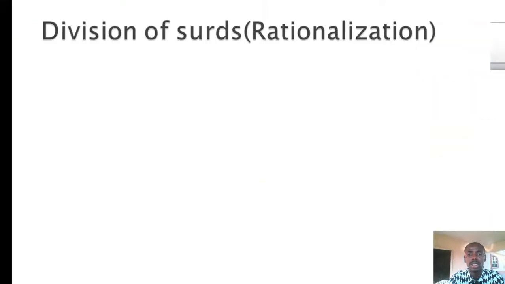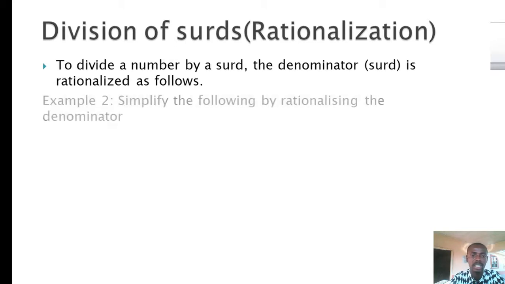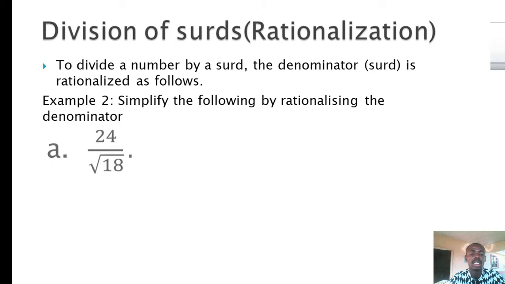Alright, now moving on to the next stage, division of surds through rationalization. Okay, how do we rationalize? So let's take a look at these following examples. This is the first example, 24 divided by root 18. Now we have a denominator here that happens to be a surd. How do we simplify it?